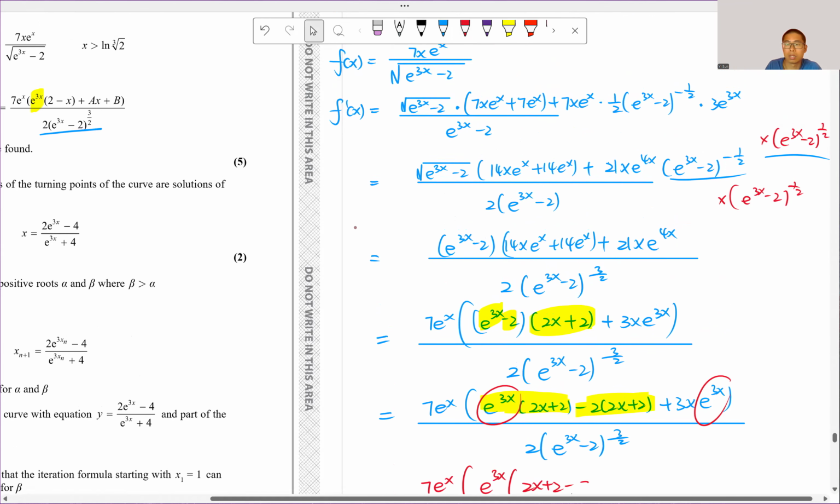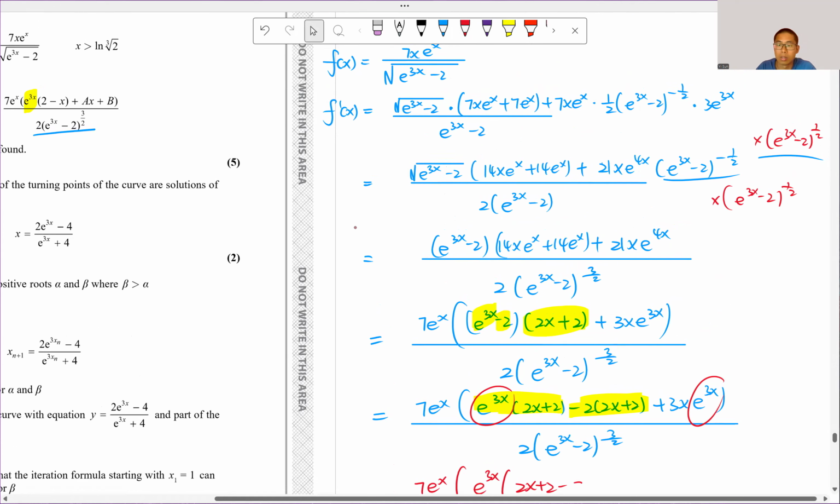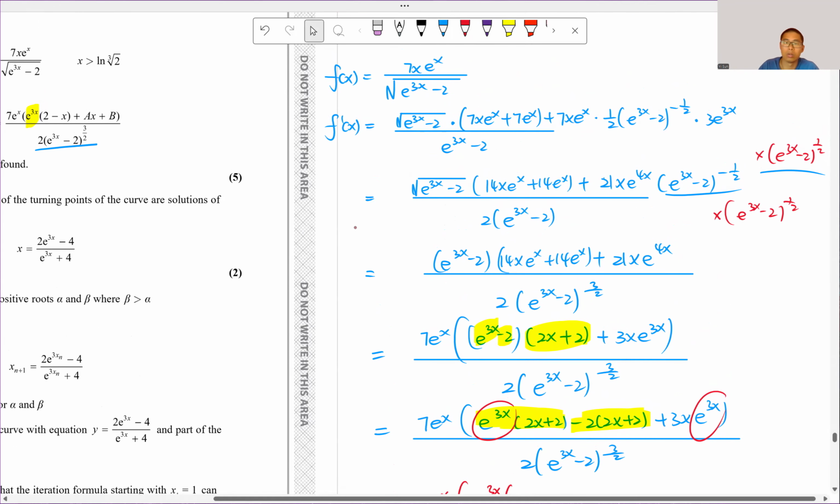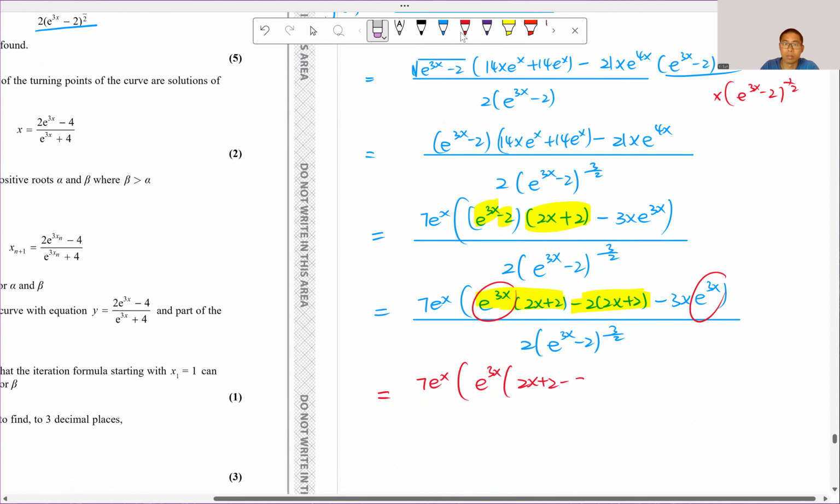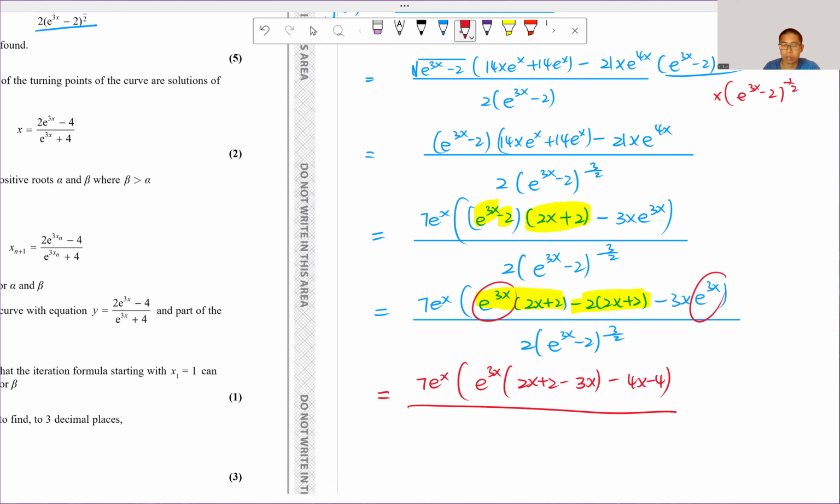I think there's a sign error at some point. We never checked. Oh, it should be minus since the beginning. It's the quotient rule. Yes, the minus. So this is also minus, this is also minus, and then we will have minus 3x instead. And then minus 4x minus 4 over 2 times (e^(3x) minus 2) to the power 3/2.